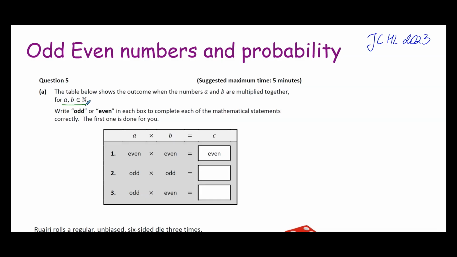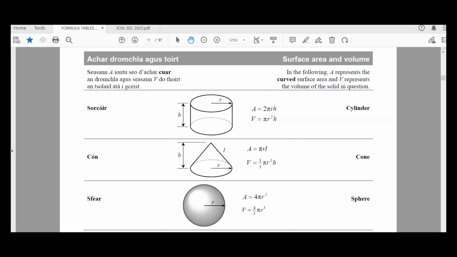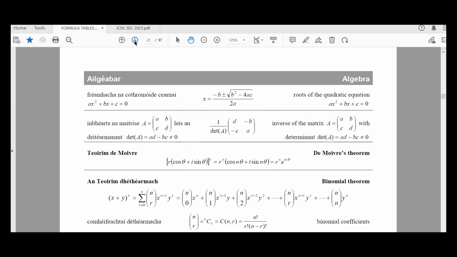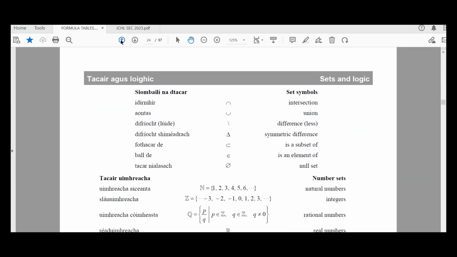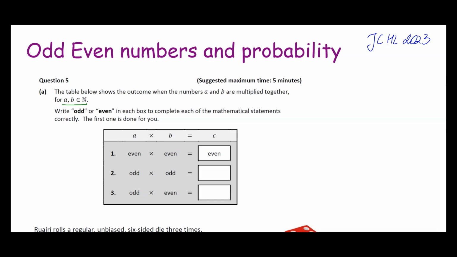If we don't remember what that means, page 23 in our table, and here we're going to have the set N, and we can see 1, 2, 3, 4 whole numbers, positive, no negative, no fraction. Write odd or even in each box to complete each of the mathematical statements correctly. The first one is done for you.